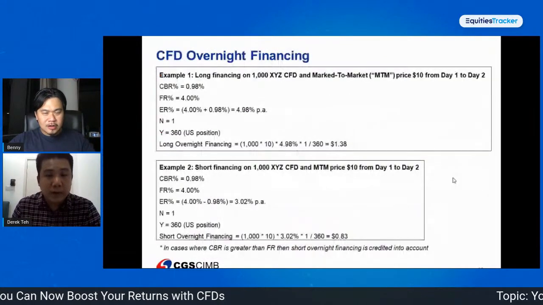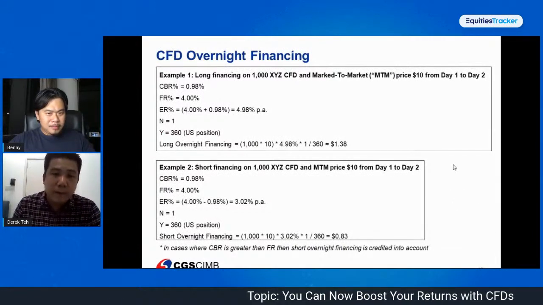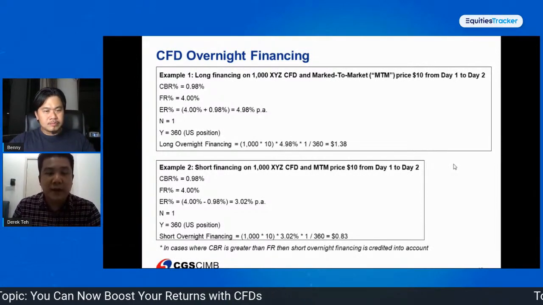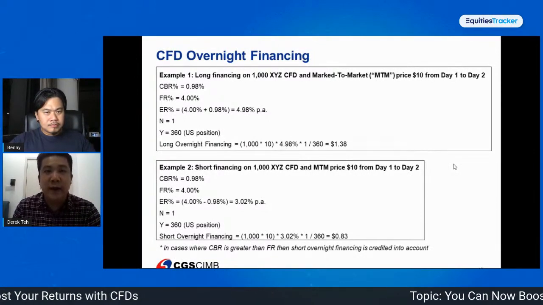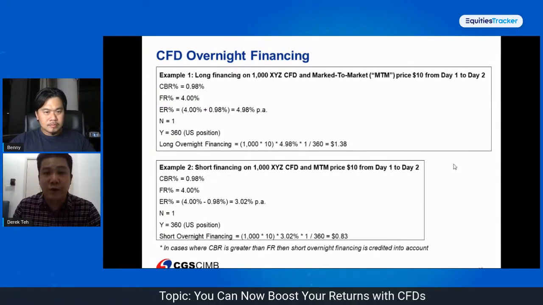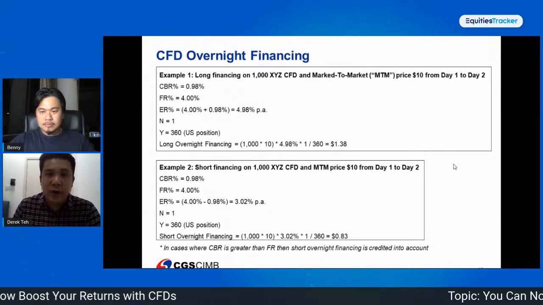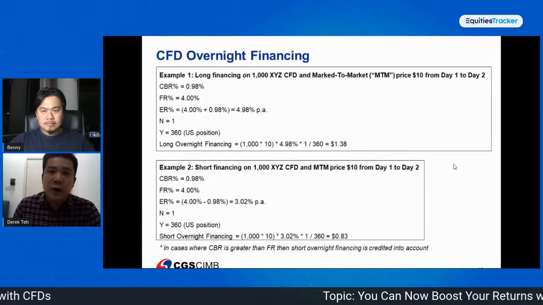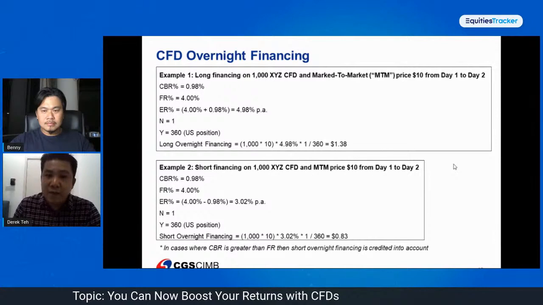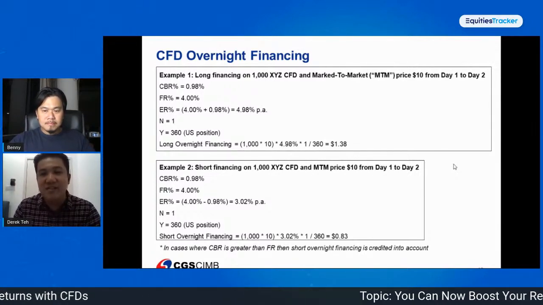Philip, a participant, is asking whether this is all in RM. This is in US dollars, but it depends, because currently we are offering CFDs on 4 markets, which are US, Hong Kong, Singapore, and Australia. Let's say you trade on Australia, it will be in Australian dollars. If you trade Hong Kong shares, it will be in Hong Kong dollars. But the calculation will be the same, just the currency will be different.